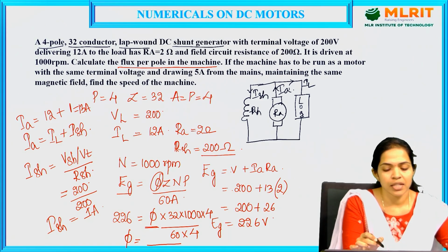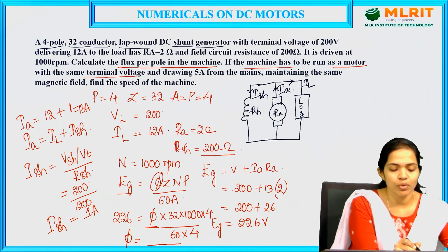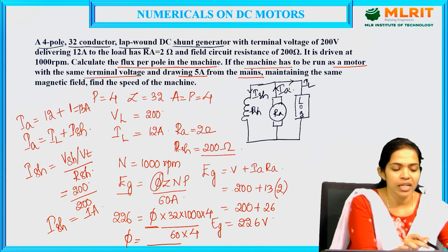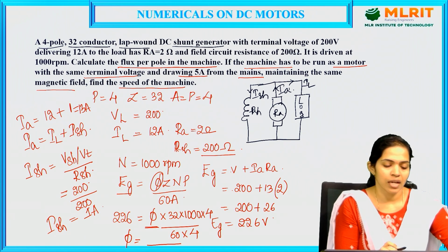Then in this next case, he has asked, the machine is now run as a motor with the same terminal voltage, drawing 5 amperes of current from the mains and maintaining the same magnetic field. So he is asking us to find out the speed of the machine. So now let us analyze when the same machine is running as a motor. Let us consider a DC shunt motor now.